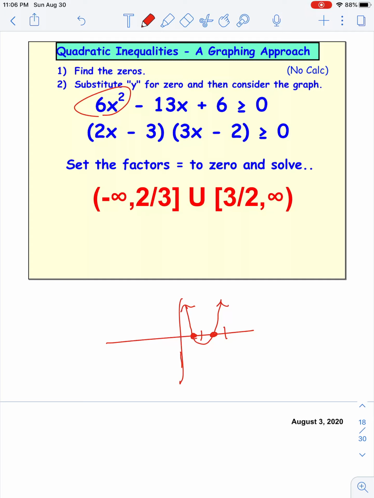And if we want to know when it's greater than or equal to 0, we know that's going to be out here and out here. So that means x is going to be less than or equal to positive 2/3, or x is going to be greater than or equal to 3 halves. And that's what you have there in interval notation.